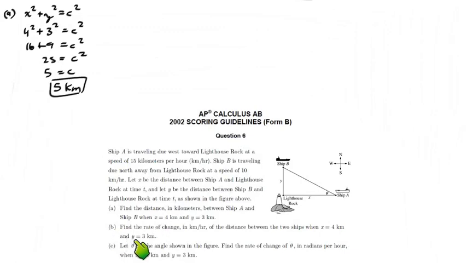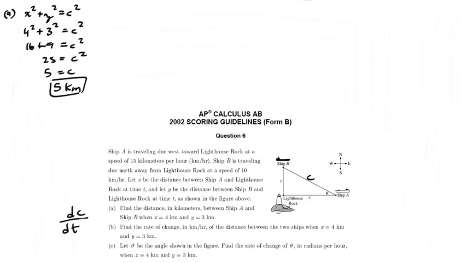Let's attack B. B says find the rate of change. Hey, a rate of change. You know what that means? That means we're going to find something with a dt on the bottom of it: d something over dt, so the derivative of something with respect to time. What are we going to take the derivative of? We're going to find the rate of change in kilometers per hour of the distance between the two ships when x equals 4 and y equals 3. So the distance between the two ships is c right now, that's what I chose to label it as. So this is going to be the derivative of c. We're trying to find dc over dt.